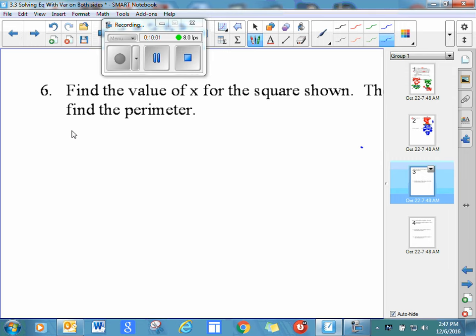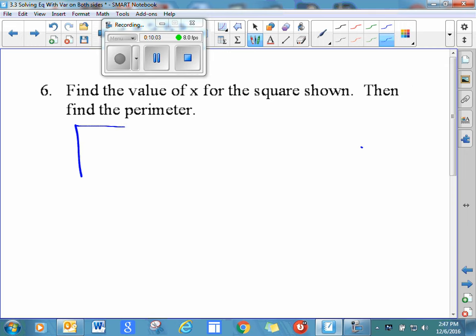So here is the square that you have in front of you. 8x minus 5 and 3x plus 20. It says find the value of x and then find the perimeter. This is a multi-step problem. So the important word that you should be reading here is the word square. You might ask yourself, what do I know about a square?